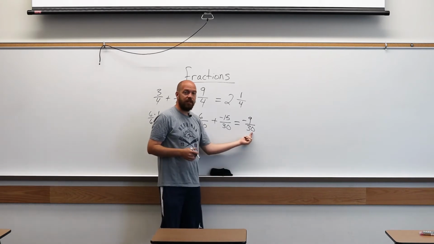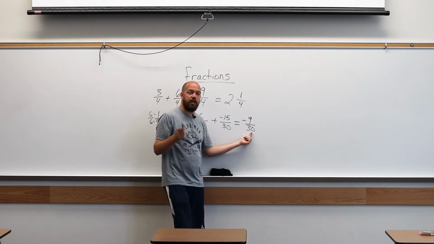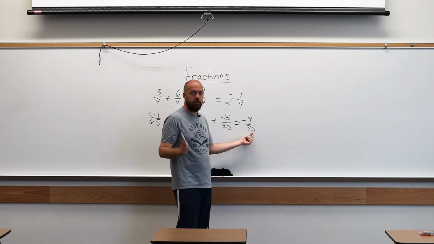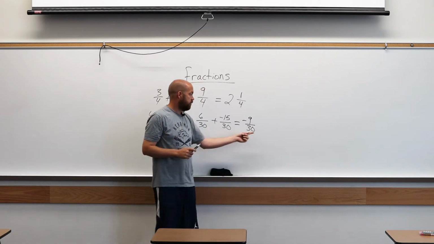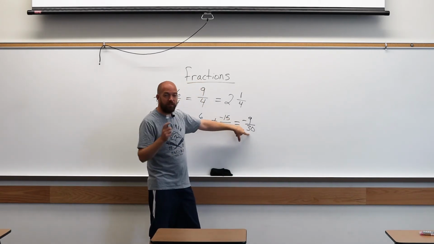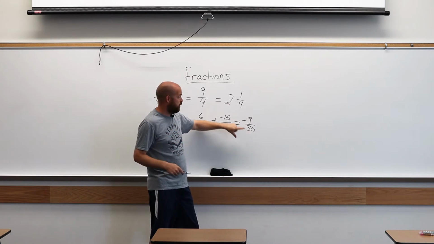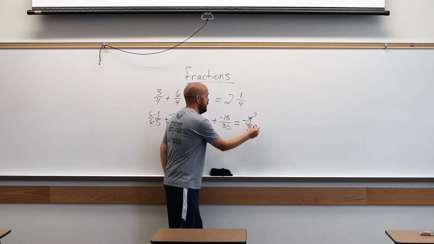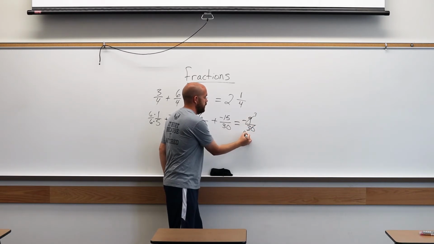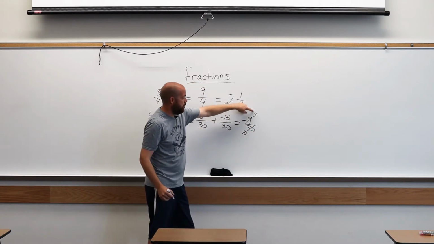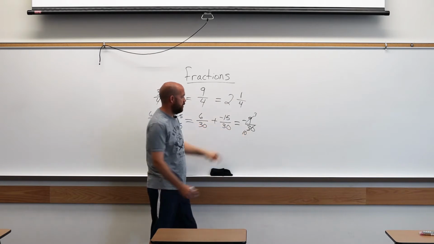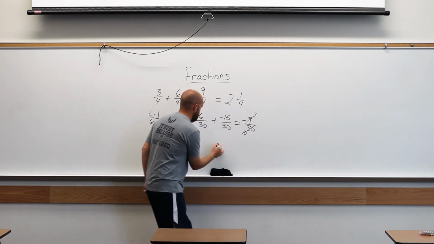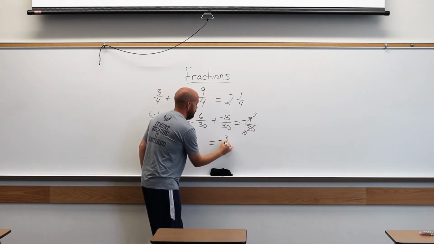The only issue now is I need to reduce the fraction. If you ever have a fraction, you always need to reduce it, always. So negative 9 divided by 30. I need to think of a number that divides into them both. 3 is coming to me, so I'm going to divide the top by 3 and the bottom by 3. 9 divided by 3 is 3. 30 divided by 3 is 10. So my final answer is negative 3/10.